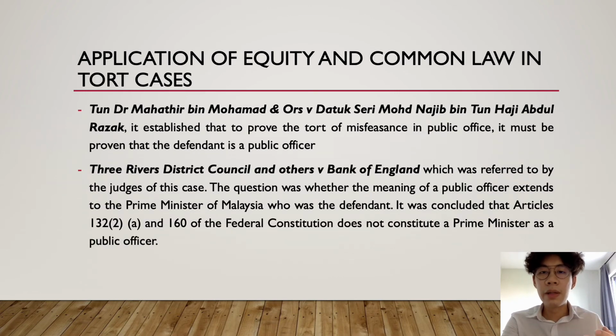In Tun Dr. Mahathir bin Muhammad and others, and Datuk Seri Muhammad Najib bin Tun Haji Abdul Razak, it established that to prove the tort of misfeasance in public office, it must be proven that the defendant is a public officer, and this derives from the Three Rivers District Council and others, and Bank of England, which was referred to by the judges of this case. The question was whether the meaning of a public officer extends to the Prime Minister of Malaysia, who was the defendant. It was concluded that Articles 132 Sub 2 Sub A and 160 of the Federal Constitution does not constitute a Prime Minister as a public officer.